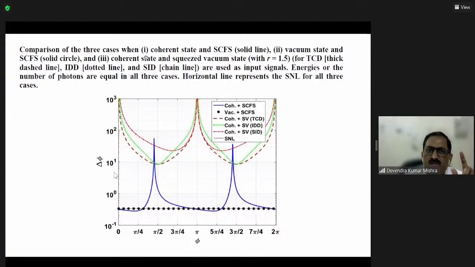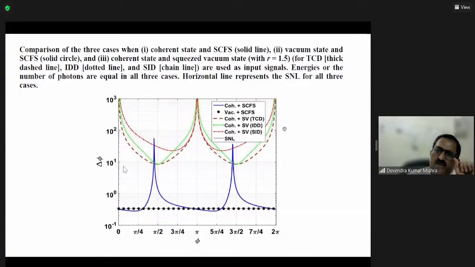Comparison of three cases: the coherent state plus the SCFS state, which we proposed here, the vacuum state plus SCFS, and the coherent state plus squeezed vacuum state. We also fixed the energies, or number of photons, equal in all three cases. We can see that the combination of coherent state and SCFS is going beyond the combination of vacuum plus SCFS.